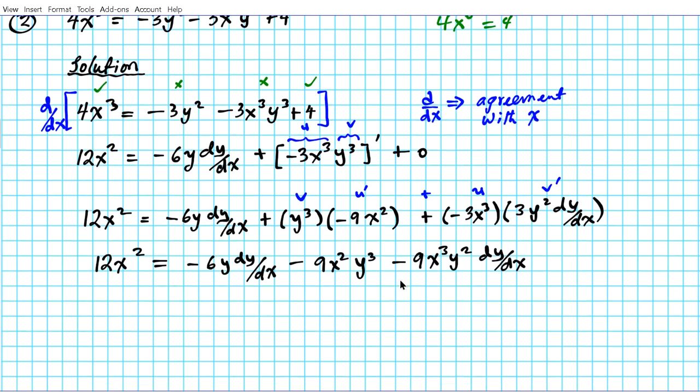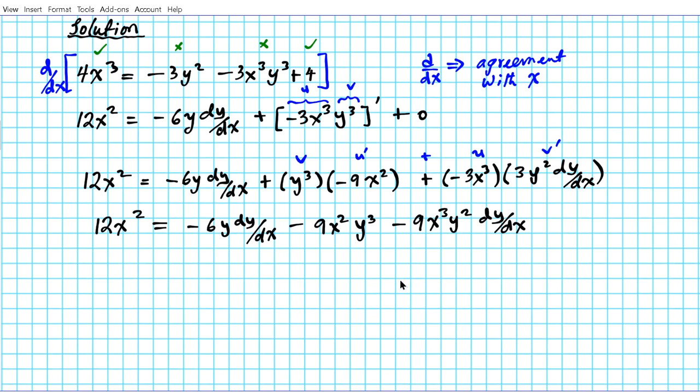Okay, so all the terms with dy/dx's, let's see what we want to do here. How about we have all the terms with the dy/dx's on the right side, since it's already on the right. All right, so we have 12x squared. This is one of the terms without dy/dx. Which other term? This term right here doesn't have dy/dx, so we move it to the left side, plus 9x squared y to the third.